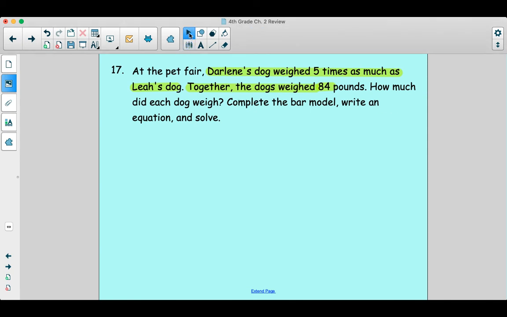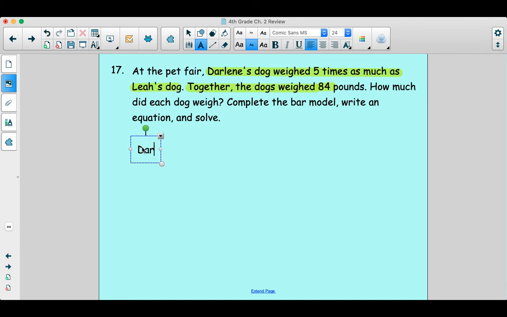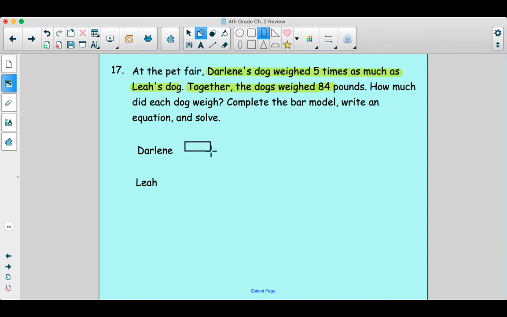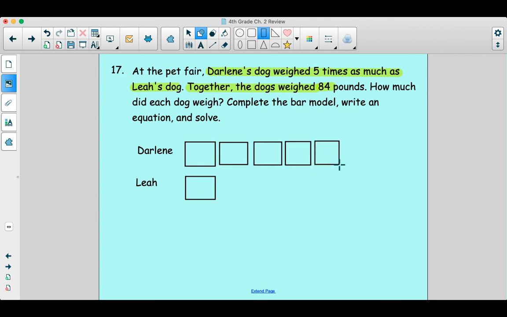Like I said, there's no bar model yet because I really like the idea of drawing one out in front of you. So we know Darlene's dog weighs more, right, than Leah's dog. So Darlene versus Leah. Now we know Darlene's dog is going to weigh 5 times more. So here's Leah's dog right here. Darlene's going to need 5 of those. 1, 2, 3, 4, 5.